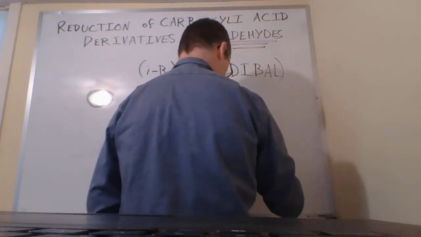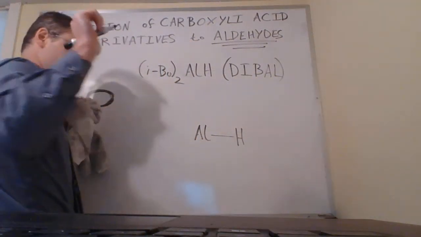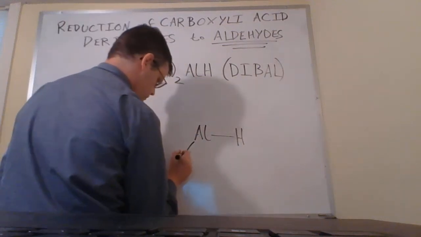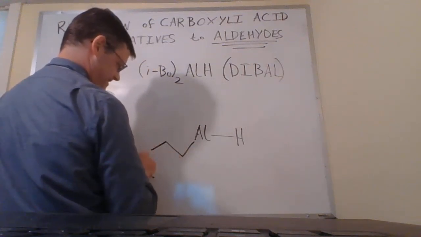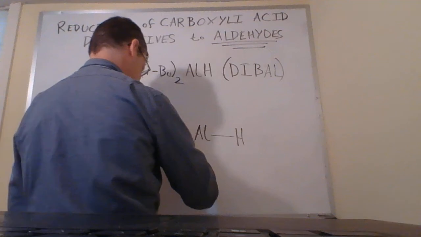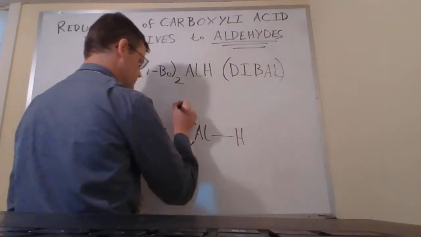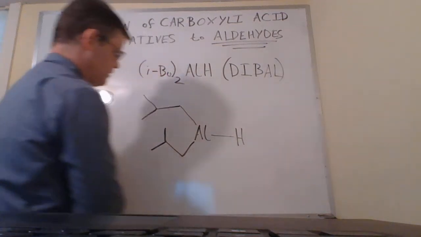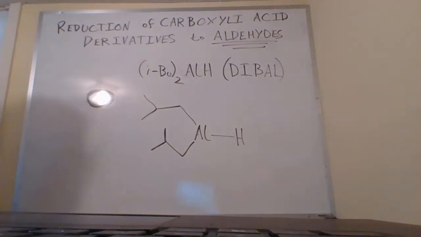There's our hydride equivalent, quote, H minus, and we have two isobutyl groups. Butyl means four: 1, 2, 3, 4. Iso means an isomer of, say, n-butyl, of the straight chain. If I had put this carbon here, we'd probably call it secondary butyl. But there we go, isobutyl.